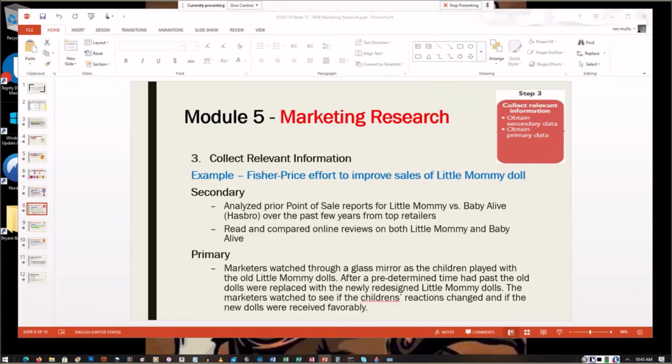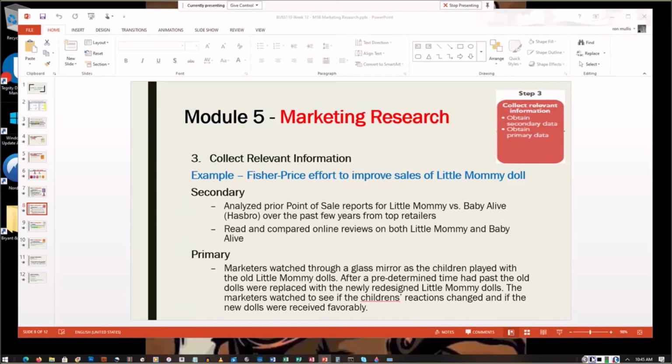The team finally received the prototype and they could now conduct primary research. The first primary method used was, again, they used the mom panels. Moms were brought in and asked questions. They compared things from the Fisher Price doll versus the Baby Alive doll. Or sorry, for both the old Little Mommy doll versus the new Mommy doll. They were then asked to compare those two based off of the images that they saw of the Hasbro doll.